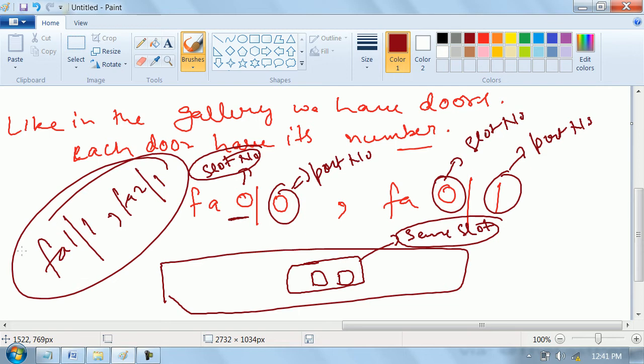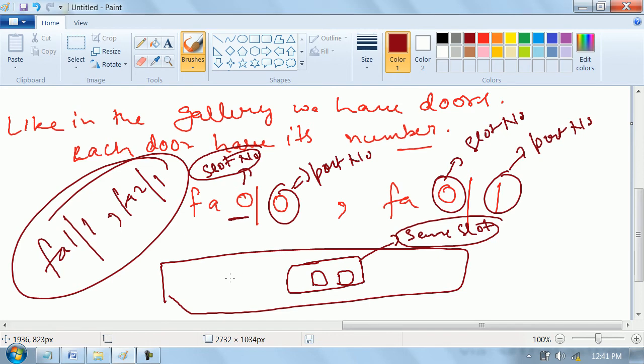What is slot? What is port? Clear? Slot is the physical location of the port. Agree? And what is port number? Port number is the identification of the port. Fine? See, in a hotel, all doors look similar. Agree or not? If I say the door of room number 208, what does this mean? That room number is 8 on the second floor. Agree? If I say fast Ethernet 1/1, it means this port is located in slot number 1 and the port number is 1. This thing is clear to all of you. Now, next thing. Every port has its number, every door has its number, every room has its number.